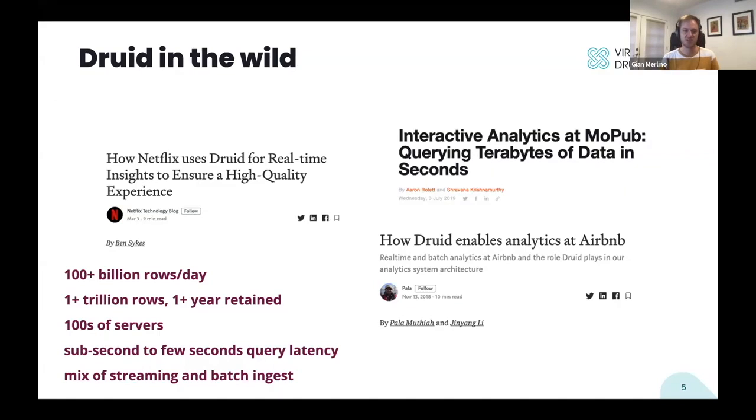And these applications are all cases where there's tons of people using them, lots of concurrency, hundreds of billions of rows ingested per day, trillions of rows retained, hundreds of servers, and really getting rapid, quick query latency, which is super important. It's super important to have low latency. I'll talk more about that in some of the later slides.